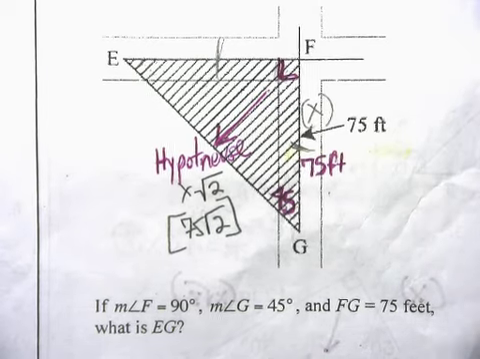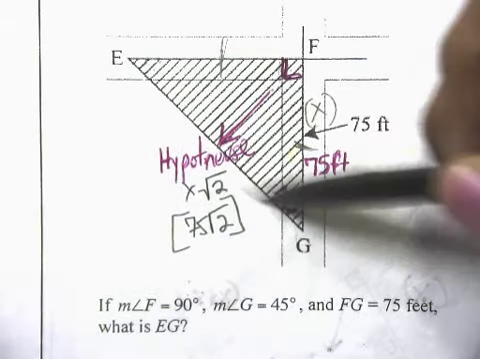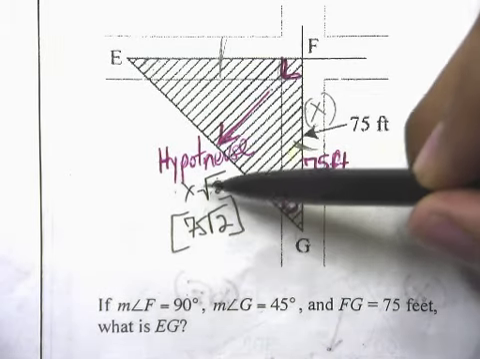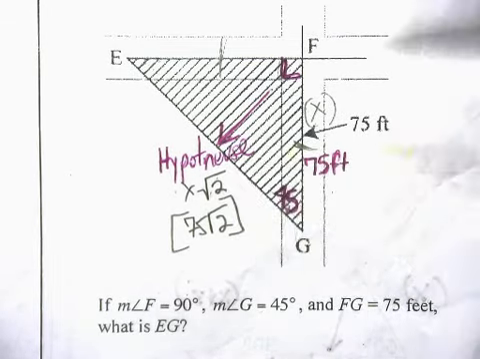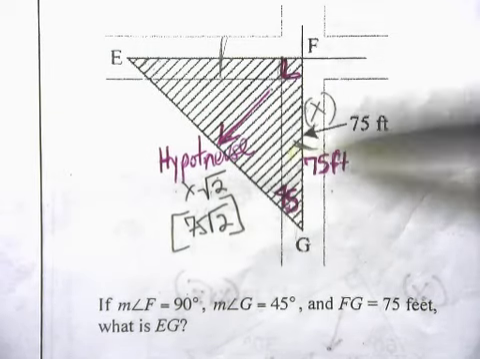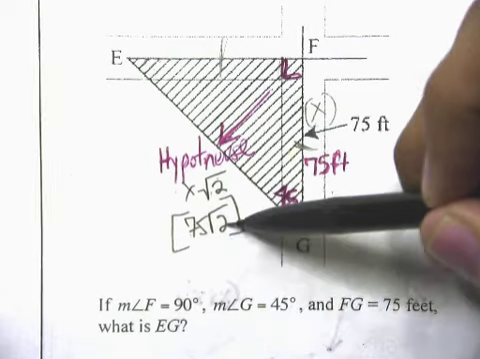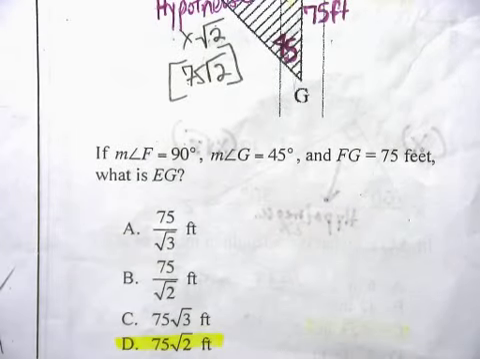Well, they told me that this leg here is 75. And if you look on your reference sheet, remember that whatever the leg is, x, the hypotenuse is going to be x times the square root of 2. Whatever the leg is, you expect to see the square root of 2 next to it. It's going to be the same leg times the square root of 2. Here my leg is 75, so the hypotenuse is going to be 75 times the square root of 2. And very simply, that is choice D right there.